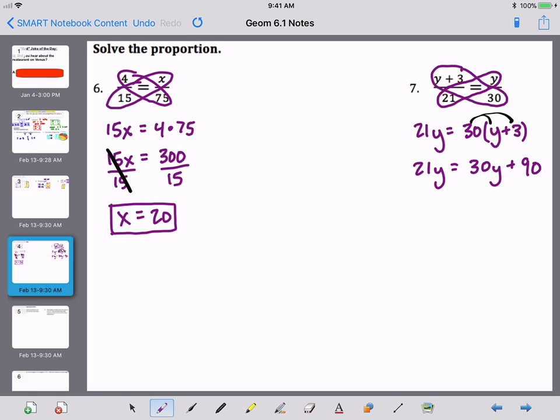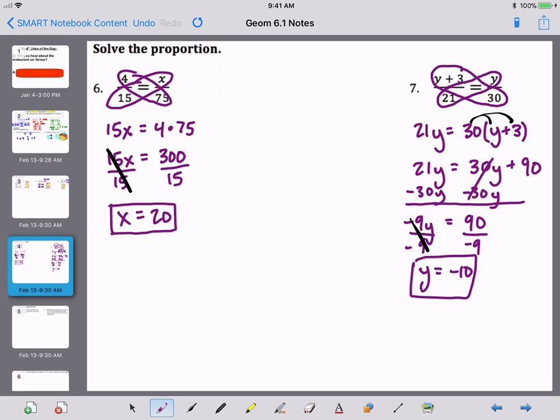Now we can solve. Let's subtract 30y from both sides. So these cancel. 21y minus 30y is negative 9y equals 90. And then if we divide by negative 9, we'll end up with y equals 90 divided by negative 9, which is negative 10. All right, so there is our answer.